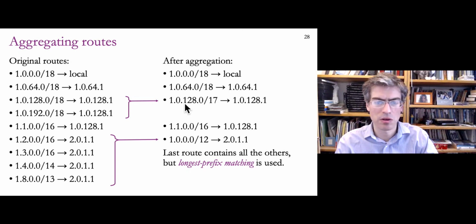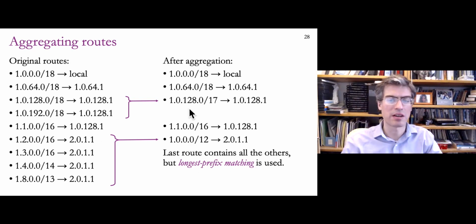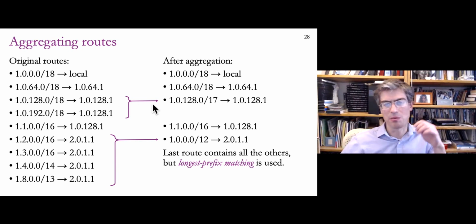These two go to this one, and these four go to this one. Okay, and this bottom one actually, if you look closely, you'll see it contains some of these other ones, but that's okay because longest prefix matching is used. To see why that's the case, how these aggregations can happen, you need to look at the bit level detail.